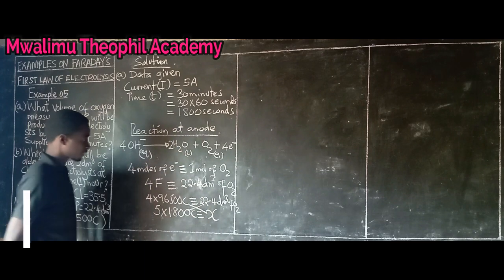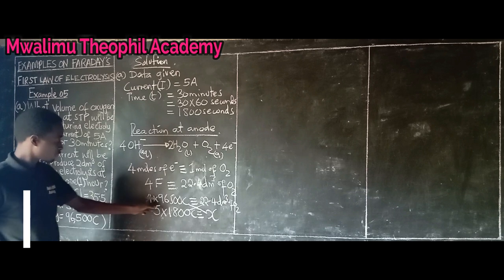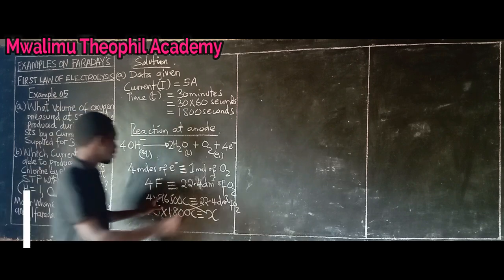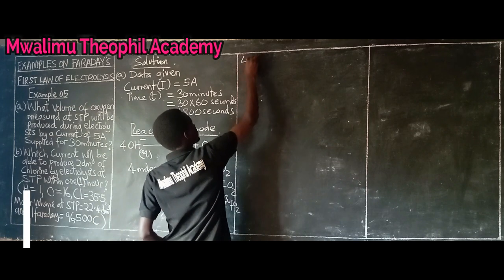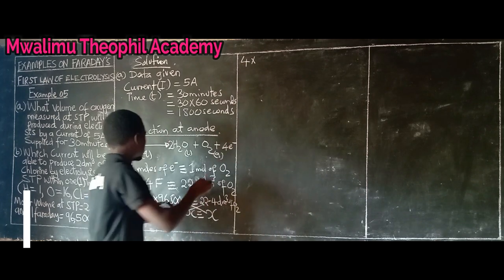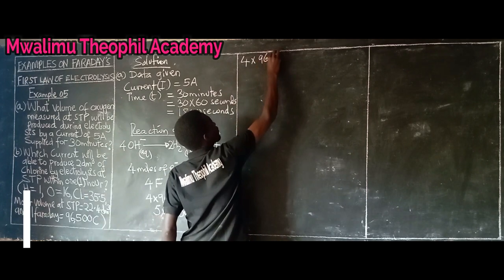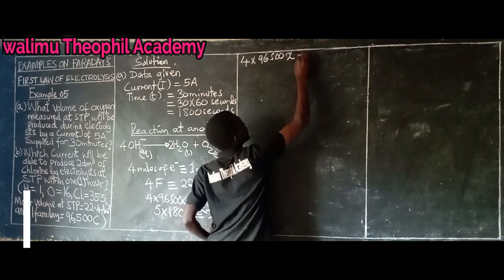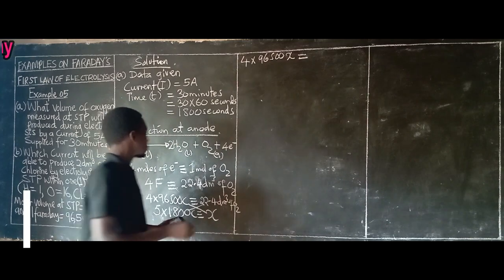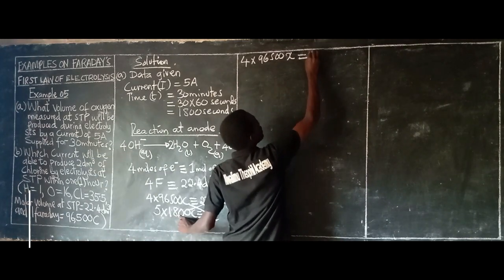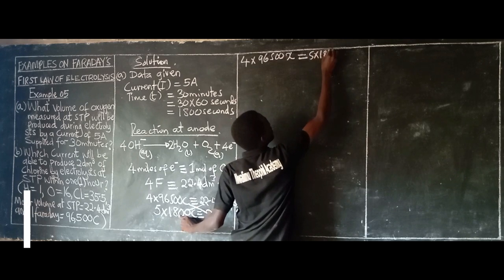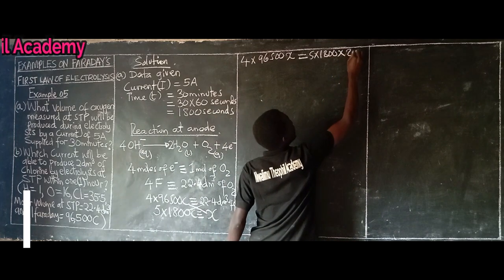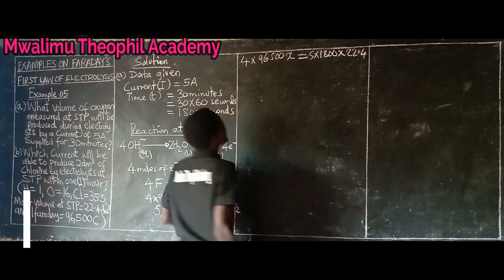We're going to cross multiply. This value will be multiplied by X and this value will be multiplied by 22.4. So here we are going to have 4 times 96,500 times X equal to 5 times 1,800 times 22.4.